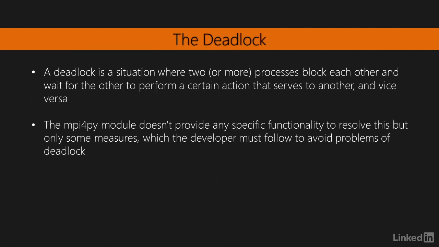A common problem we face is that of the deadlock. This is a situation where two or more processes block each other and wait for the other to perform a certain action that serves the other, and vice versa. The MPI4PY module doesn't provide any specific functionality to resolve this, but only some measures, which the developer must follow to avoid problems of deadlock.